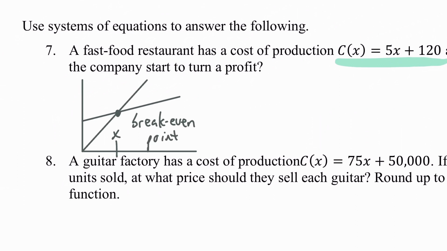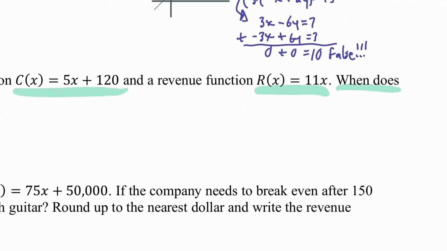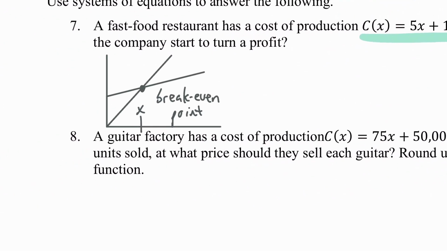Okay, so what we want to do is find the break-even point, and then it says, when does the company start to turn a profit? Start to turn a profit. Well, if you're breaking even, your profit's 0. You have to advance. You have to make some more. Oh, typo. There should be a space there. You need to move forward in the x coordinate. You need to increase x by a little bit to start to turn a profit.